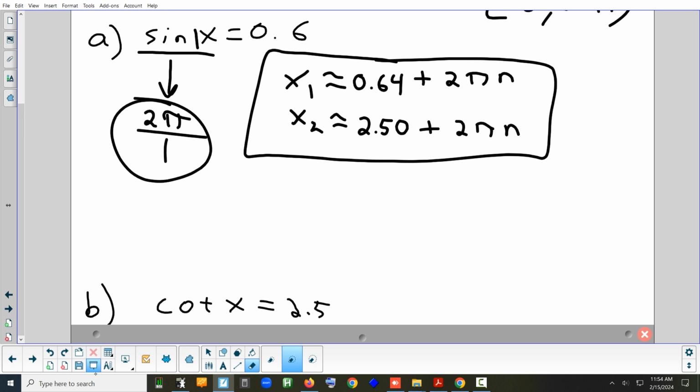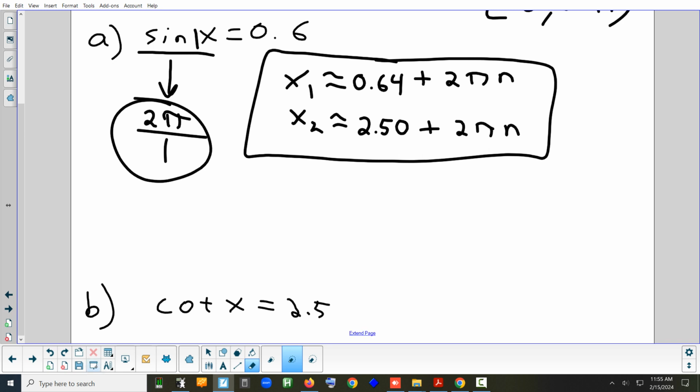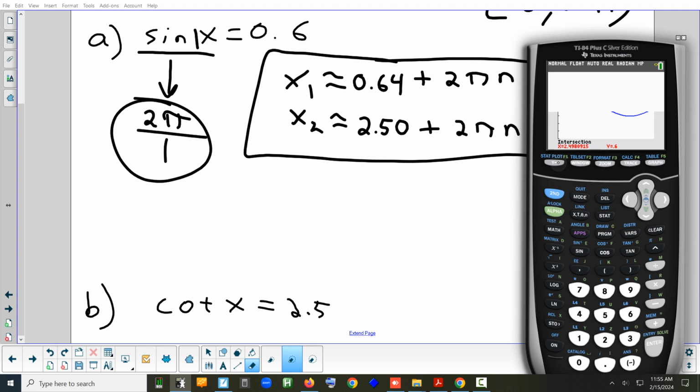All right, and last question. Okay, cotangent x equals 2.5. All right, what's going to go in y1? What is it? Yeah, 1 over tan is one way to do it. I showed you another way on Monday, but we'll do with 1 over tan. That's fine.